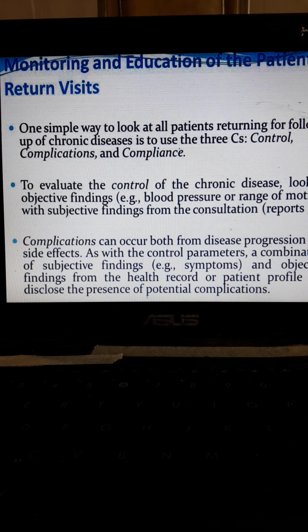Complications can occur from both disease progression and side effects. As with the control parameters, combinations of subjective findings, so symptoms, that is subjective, and objective findings, health record, and patient profile, disclose the presence of potential complications. Usually this is done by the clinical pharmacist. Later on, if you arrive at the clinical pharmacy subject, this is what we call a case study. There is subjective and objective, and mostly the objective is already based on the past medications or past medical history of the patient.